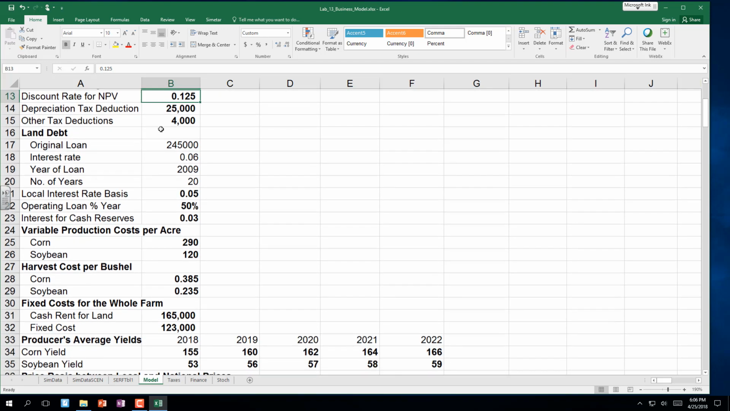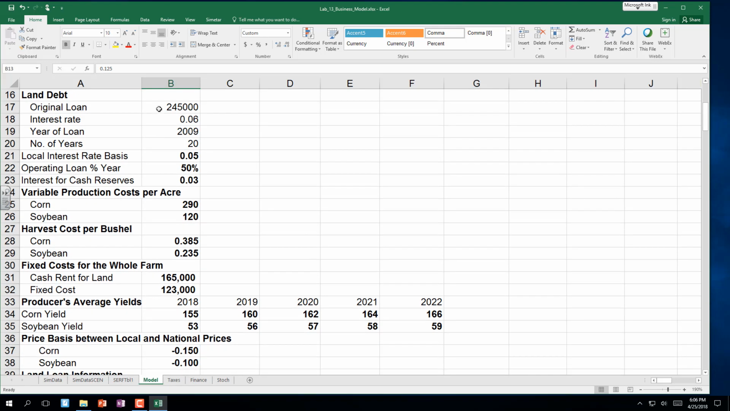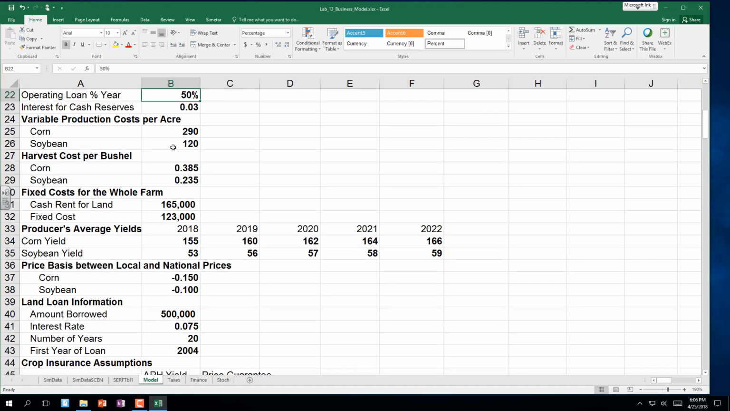We've got some depreciation and other tax deductions. We have an original loan on land, or it could be on anything, but it says land. We have an interest rate, with a local interest rate basis. You're a really bad borrower, so you've got to pay 5% over national prime. That's a bad farmer. On operating revenue, you pay it for 50% of the year. You get 3% interest on cash reserves. We've got some variable cost, harvesting cost, and cash rent on land, fixed costs.